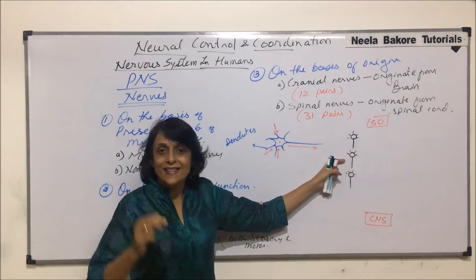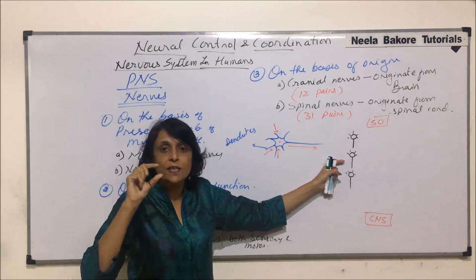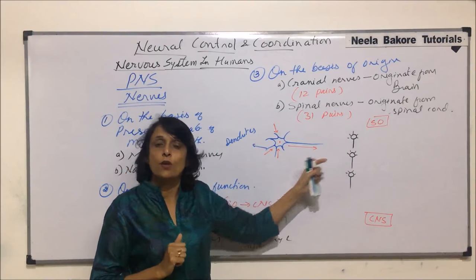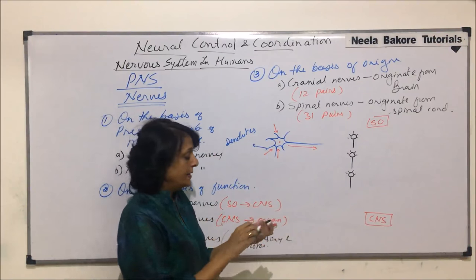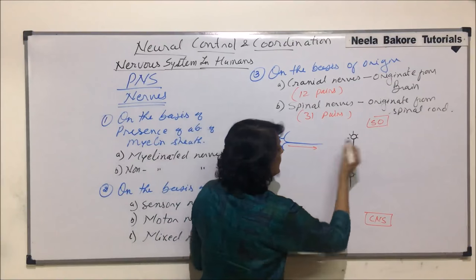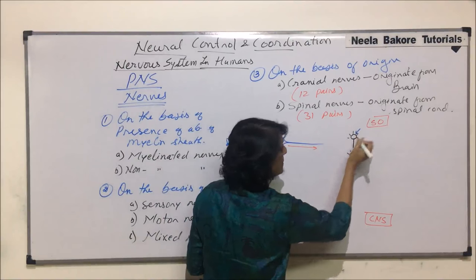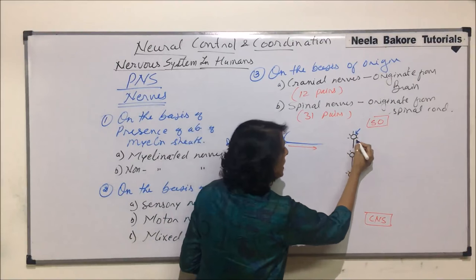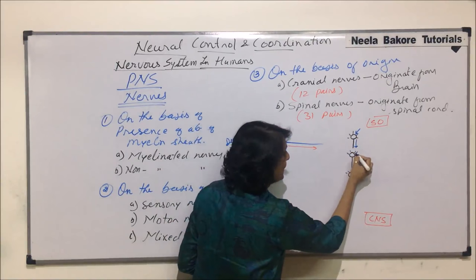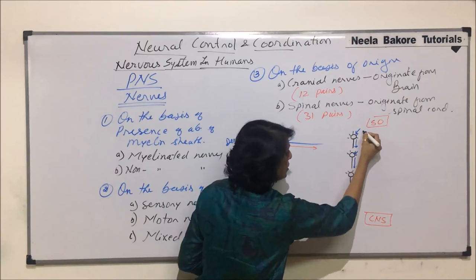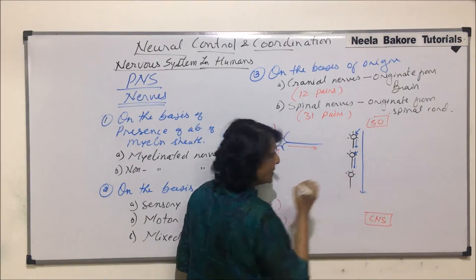These neurons are connected by synapses. There are some junctional substructures which are called synapses. We'll talk about that. But the direction is that the dendrites are going to collect the impulse and bring it to the cyton. The axon is going to take it away from the cyton. Again, the dendrite is going to collect. So the direction is going to be like this.